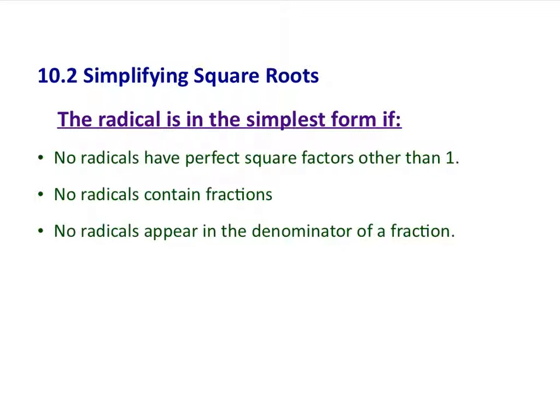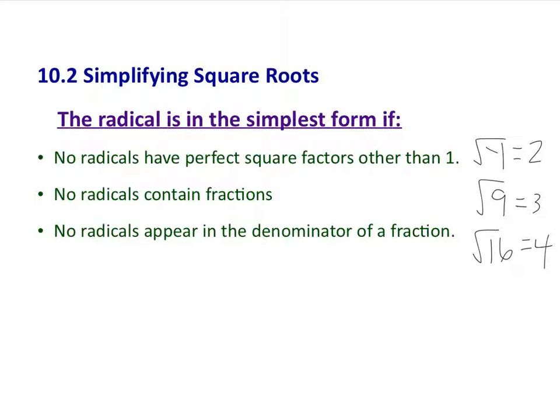So some conditions to make sure that the radical is in simplest form: number one, no radicals have perfect square factors other than 1. And think of perfect square factors as 4, as 9, as 16, because the square root of those numbers can be taken easily. For example, the square root of 4 is 2, the square root of 9 is 3, and the square root of 16 is 4. And that can go on and on.